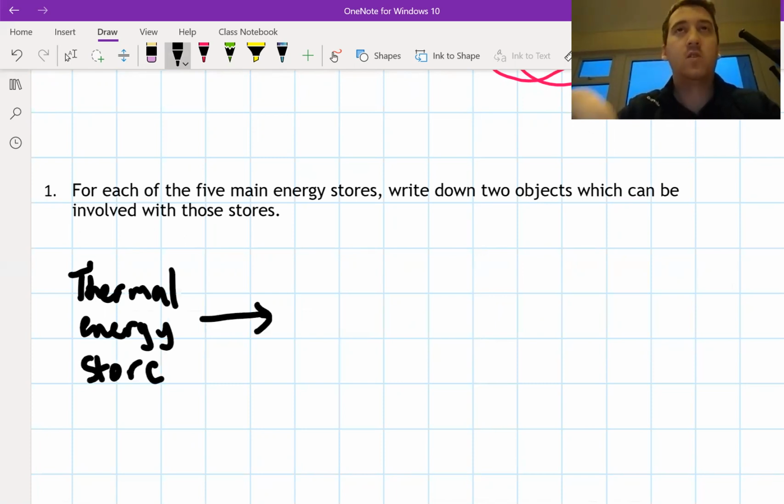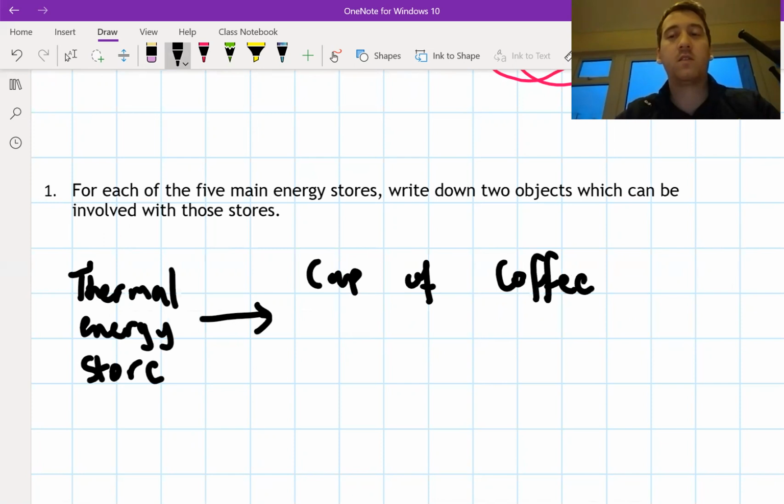So we could have a cup of coffee. When you make it first, it's got a lot of energy in its thermal store. If I forget about it and leave it on the table for half an hour and then go, oh, I forgot to drink my coffee, there is now going to be less energy in the thermal energy store.